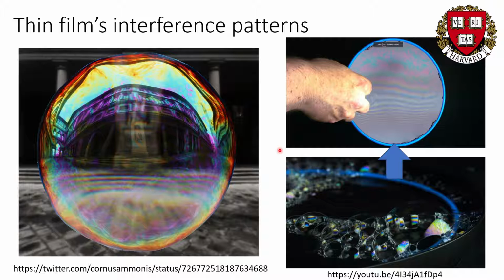There's also this demonstration where you dip a ring into soap water, and as you pull it out, you form a very thin film of soap. From there, you can actually see these fringes. The fringes that you observe here can be explained by the interference of light.